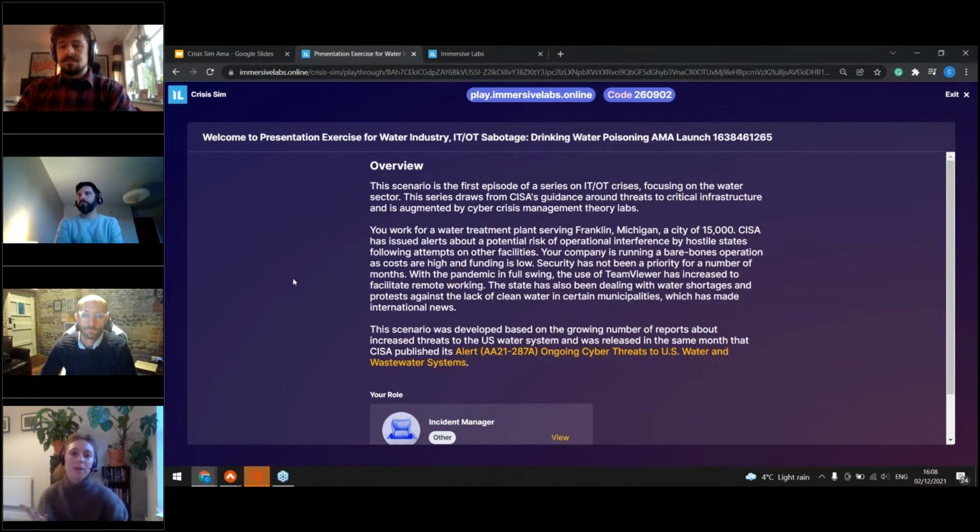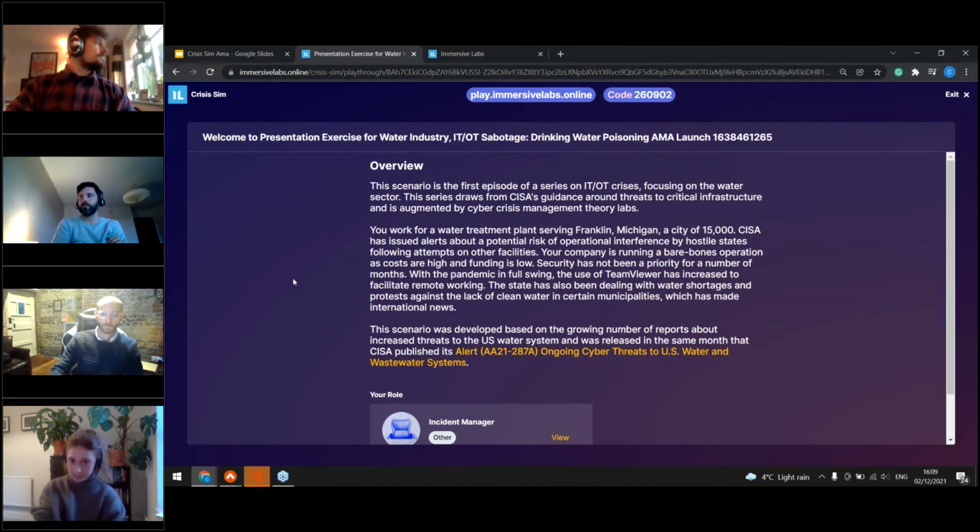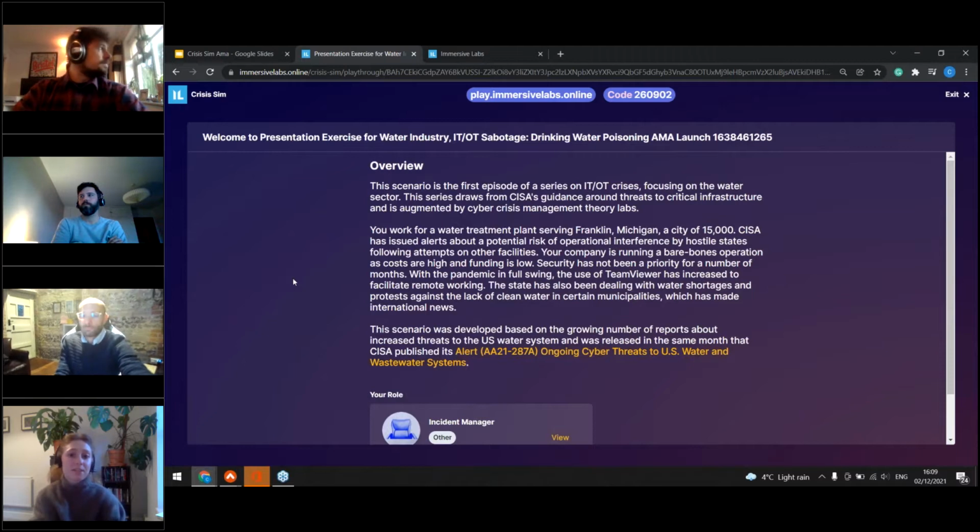So in this scenario, we are an incident manager who works for a water treatment plant in Michigan, so a city of 15,000. We've had a CISA alert that there may be a danger of us being under attack from hostile states following attempts on other facilities around us. We're also currently running a bare bones operation due to high costs and low funding for our facility. And as a result of that, security has just not been a top priority for a number of months. So there's potentially a weakness there.